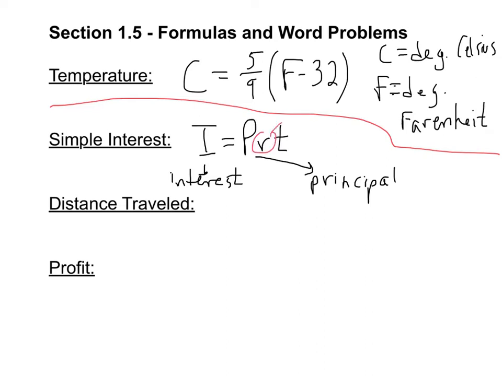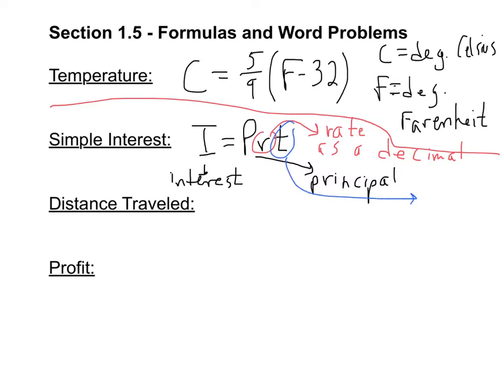R is the next step. That's your rate of interest. And this one is crucial. You're going to write it as a decimal. So the rate as a decimal. It might be given in the problem as a percent. For example, they might say you have a 3% rate of interest. Well, you're going to convert that to a decimal when you write it in the formula. That's important.